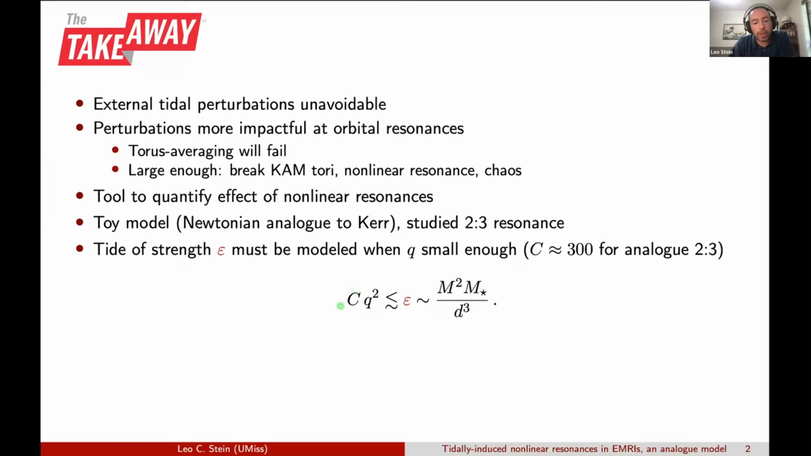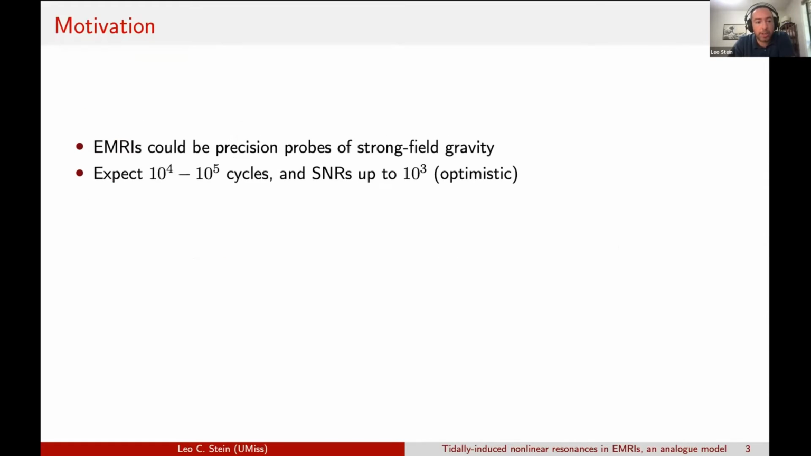And we found the following scaling, which is something that's predicted by general principles. So when q squared times some coefficient c is less than approximately epsilon, then you must model the tide, or else you will get the motion of the body wrong and the gravitational waves wrong. And this parameter c is approximately 300 we found for the one resonance that we looked at. Okay, so let me get now into the details.